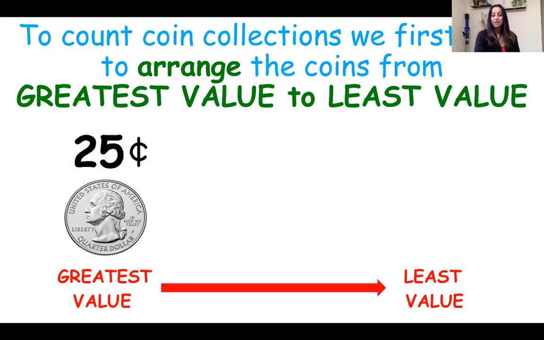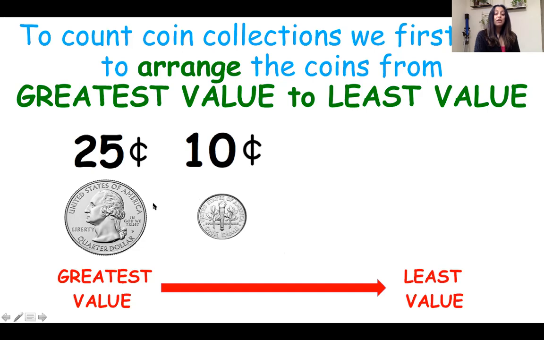What would come next? What coin has the next greatest value? It's worth the next most amount of money. Pause the video and shout out your answer. Very nice. It's a dime. A dime would be the next greatest valued coin because dimes are worth 10 cents, right? The only coin that's worth more money than a dime is a quarter. That's why it comes first. So dimes would come next.